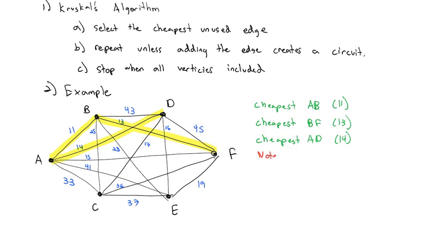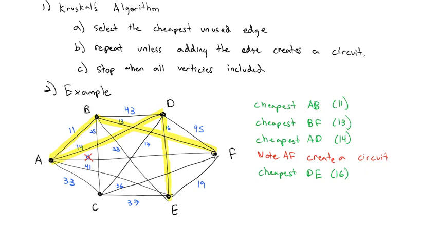My next cheapest is going to be AF at 15. But what I want to note about AF is AF will create a circuit. If I did AF, we'd have a circuit from A, B, F, and back to A, making that triangle. We cannot create a circuit, so AF is going to be skipped. So we're going to skip the 15. Let's go ahead and cross that off. We're never going to use that one. So our next cheapest looks like it's the number 16, connecting D to E. So now the cheapest is DE. It's worth 16.